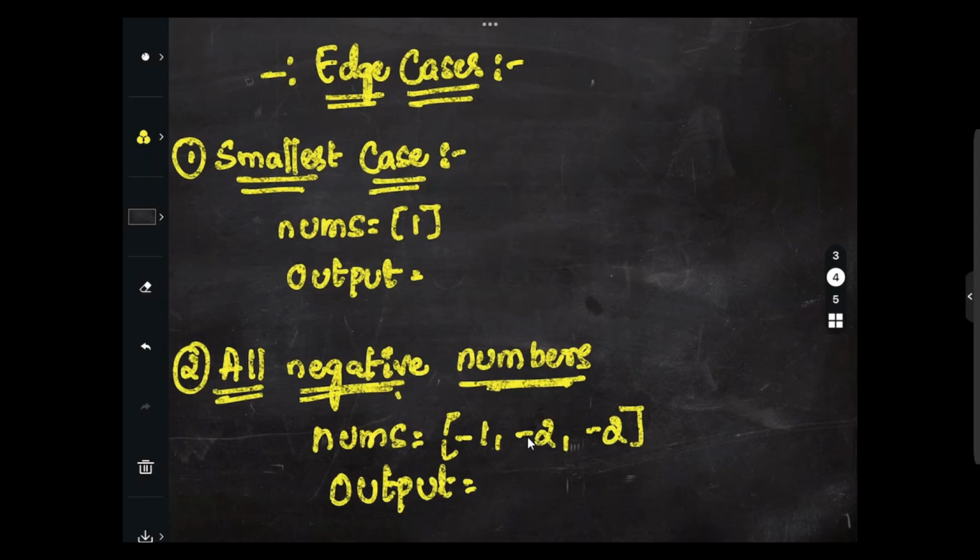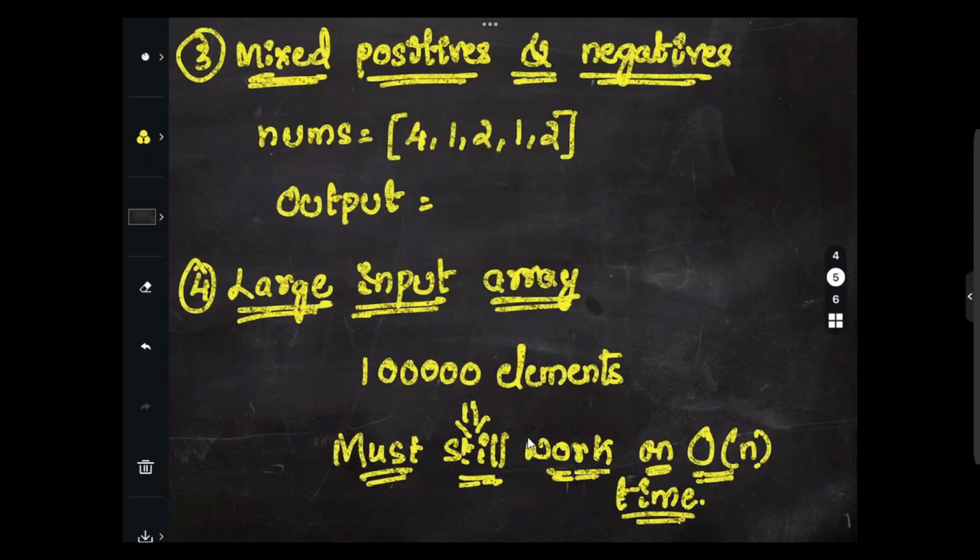Let's discuss the edge cases. Let's go with the smallest case. In this case, we have only 1, so the output will quite obviously be 1 itself. The unique number is 1. We have seen this in the examples in the question. The second case is all negative numbers: -1, -2 and -2. The unique number is -1 because -2 is present twice and will cancel out, so we return -1.